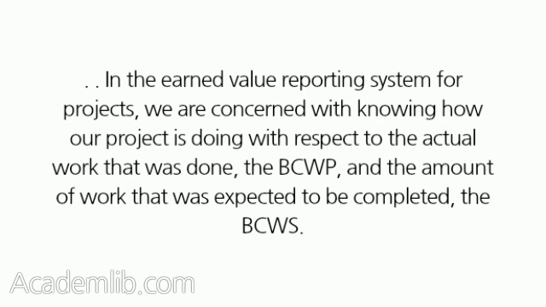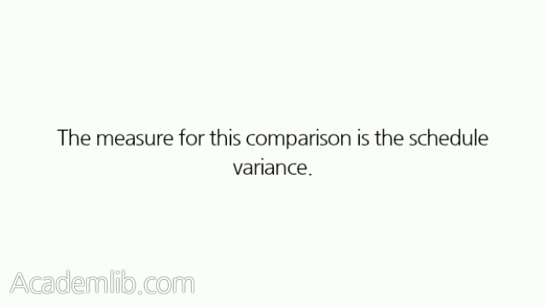In the earned value reporting system for projects, we are concerned with knowing how our project is doing with respect to the actual work that was done, the BCWP, and the amount of work that was expected to be completed, the BCWS. The measure for this comparison is the schedule variance.